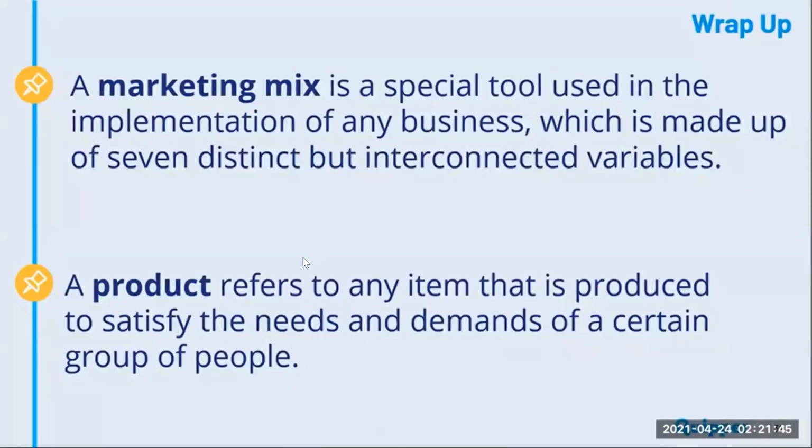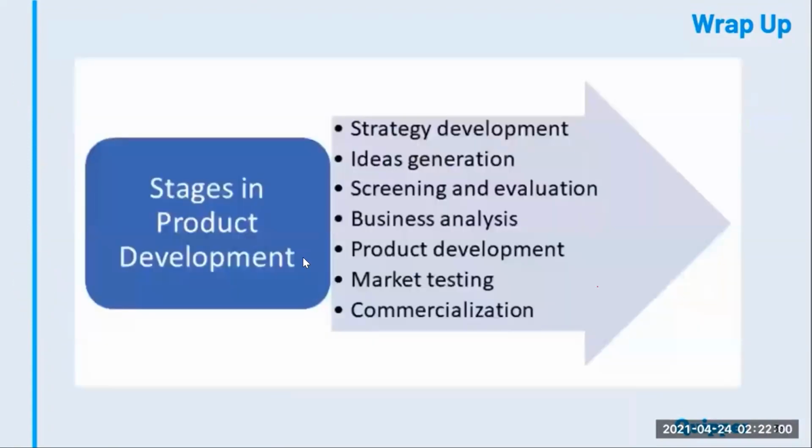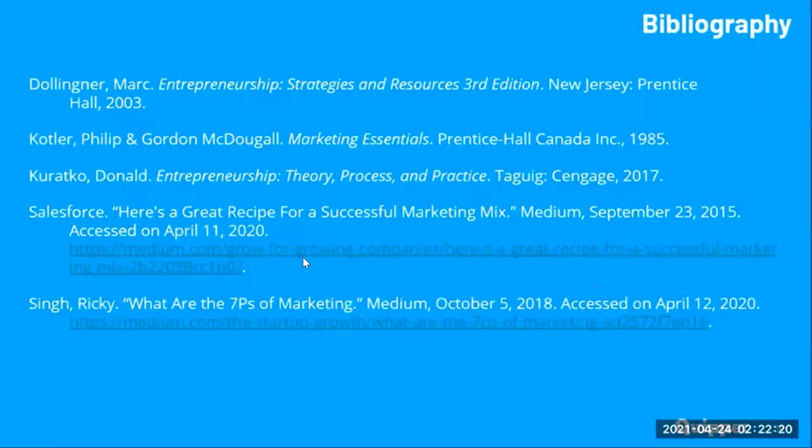To summarize, a marketing mix is a special tool used in the implementation of any business, which is made up of 7 distinct but interconnected variables. A product refers to any item that is produced to satisfy the needs and demands of a certain group of people. So we have stages in product development. First is the strategy development, ideas generation, screening and evaluation, business analysis, product development, market testing, commercialization.